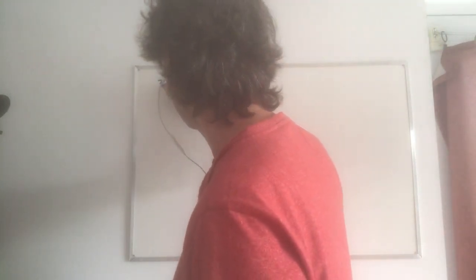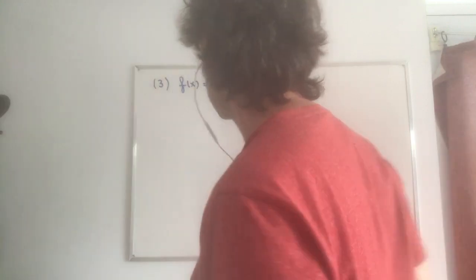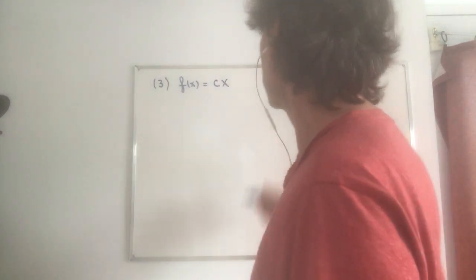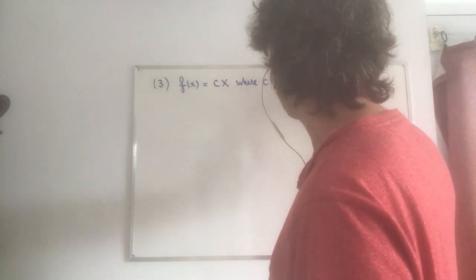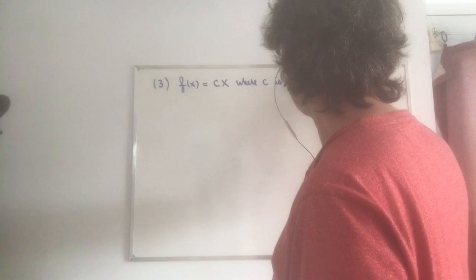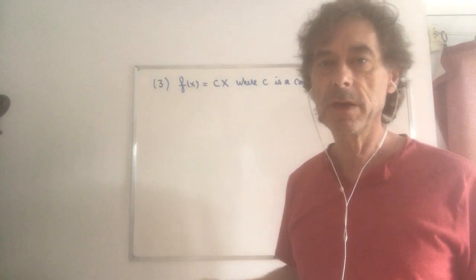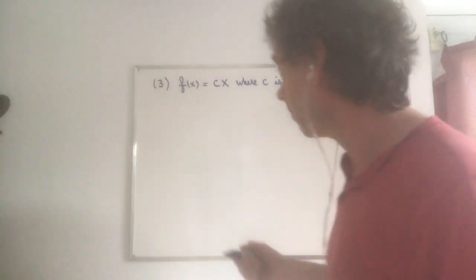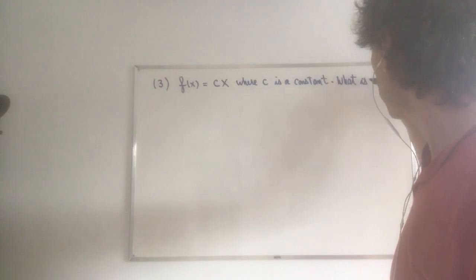So rule number 3, third rule. This time I would like to consider the function f of x is equal to cx, where c is a constant. If you read some textbooks, sometimes they replace c with k. Same thing, as long as we have a constant multiplying plain x, we are good to go. So, the usual question, what is f prime of x?